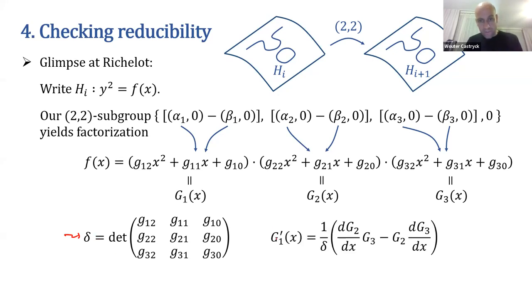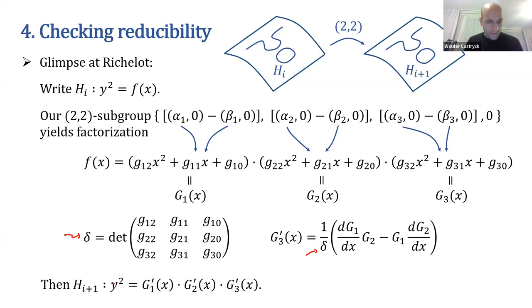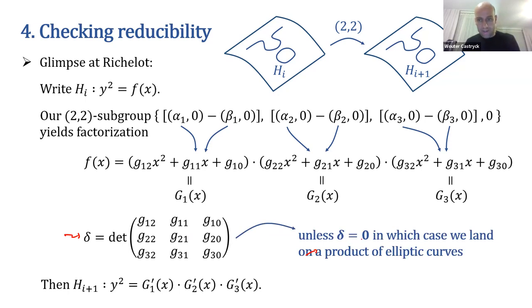And then you can build new quadratic polynomials, taking the derivative of this one, multiplying with this one, subtracting this one times the derivative of this one, and the leading coefficients will cancel, so you will have a degree 2 polynomial again. And then you have to divide. This is the division I mentioned by this delta, and you do this cyclically: 1, 2, 3, then 2, 3, 1, then 3, 1, 2. And then you have a new genus 2 curve, and the Jacobian of that curve is the codomain of your 2-2 isogeny, unless this delta is 0, in which case you land on a product of elliptic curves.